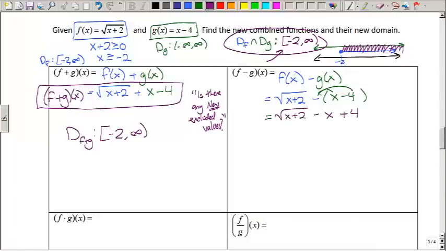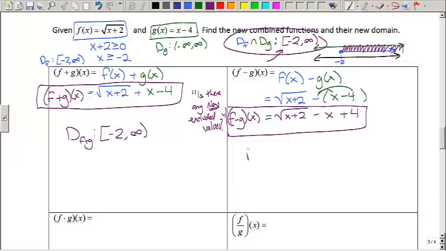Everyone gets the minus x right. It's the plus that they often forget, to distribute the negative to the second term. There's nothing else to be distributed or combined here, so this is my new function that I've created by taking f minus g of x.